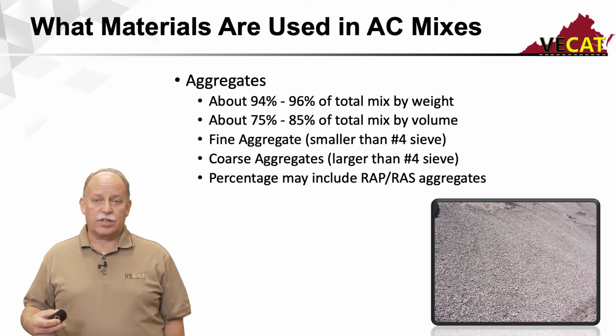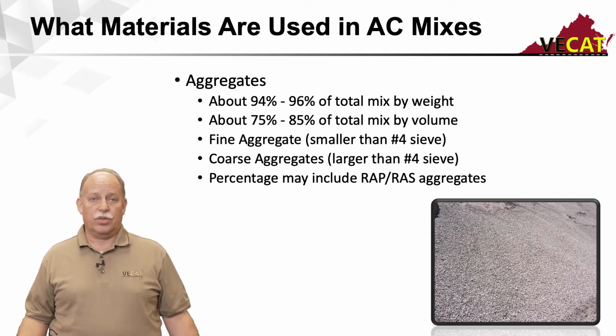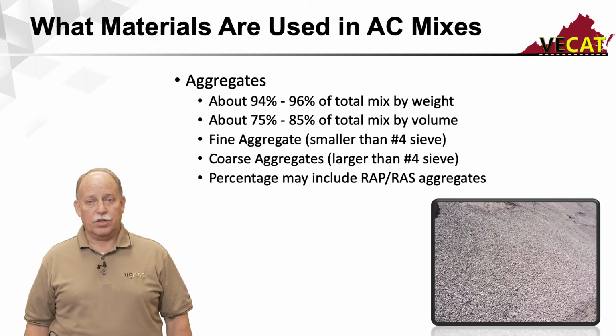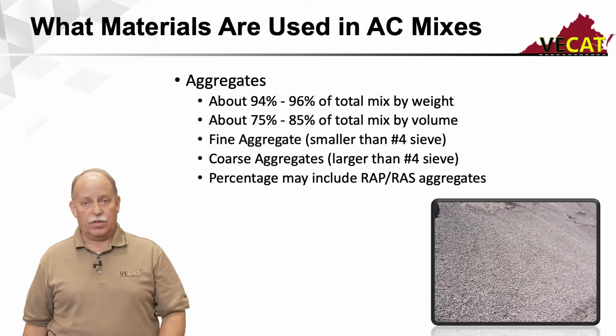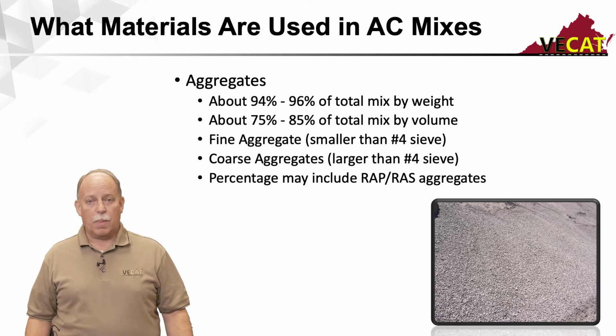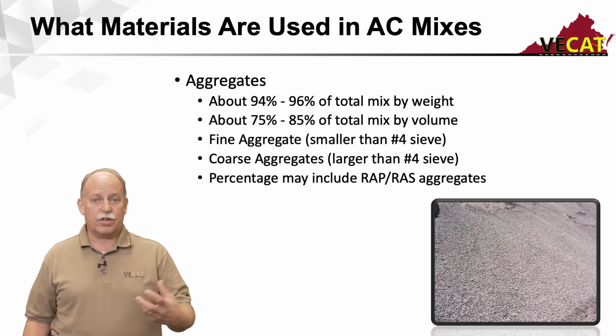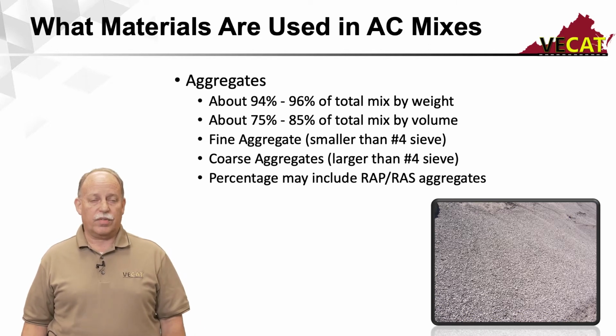So there's fine aggregate and coarse aggregate in our mixes. The fine aggregate is the material that's smaller than the number 4 sieve. So it's all the material that passes through a number 4 sieve. The coarse aggregate is all that material that's larger than a number 4 sieve. So it actually is retained or above the number 4 sieve. And again, we always have to remember that our mixes contain both RAP and RAS, and there are aggregates in those products, and those aggregates are included in the aggregate as part of that mixture.